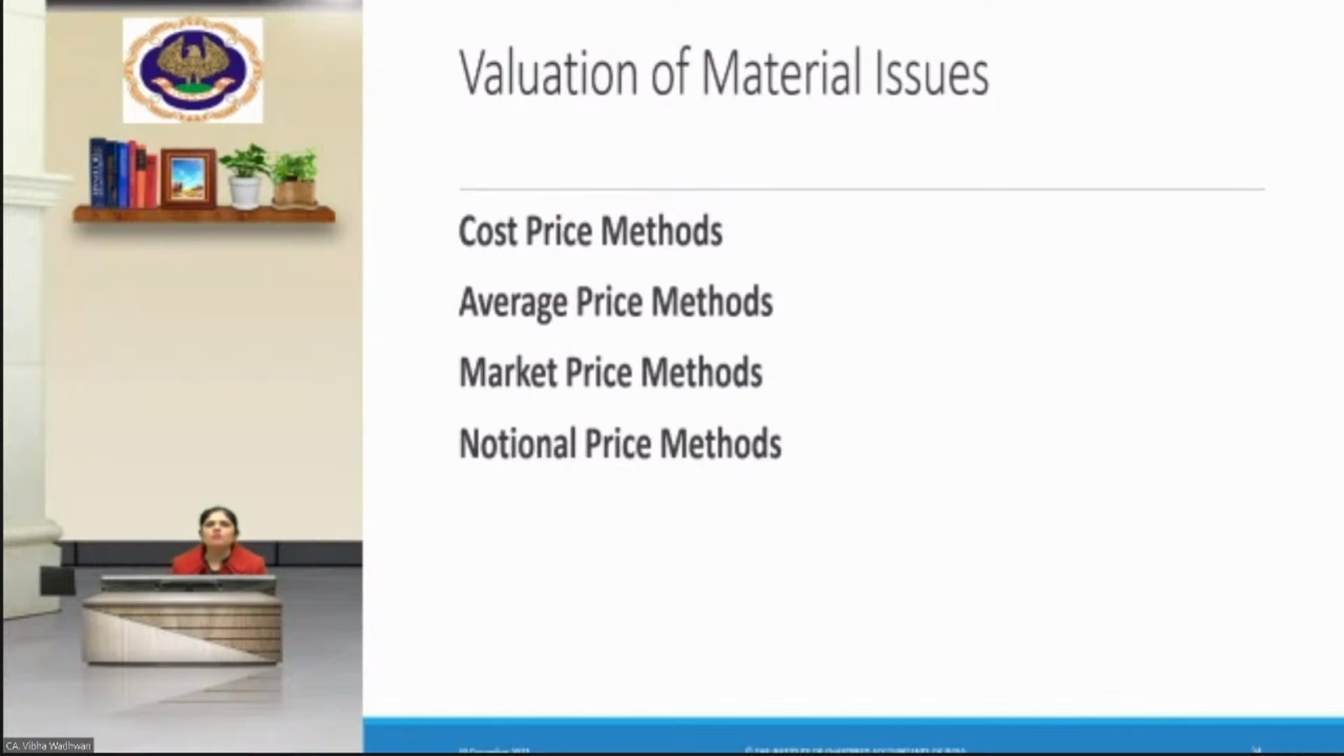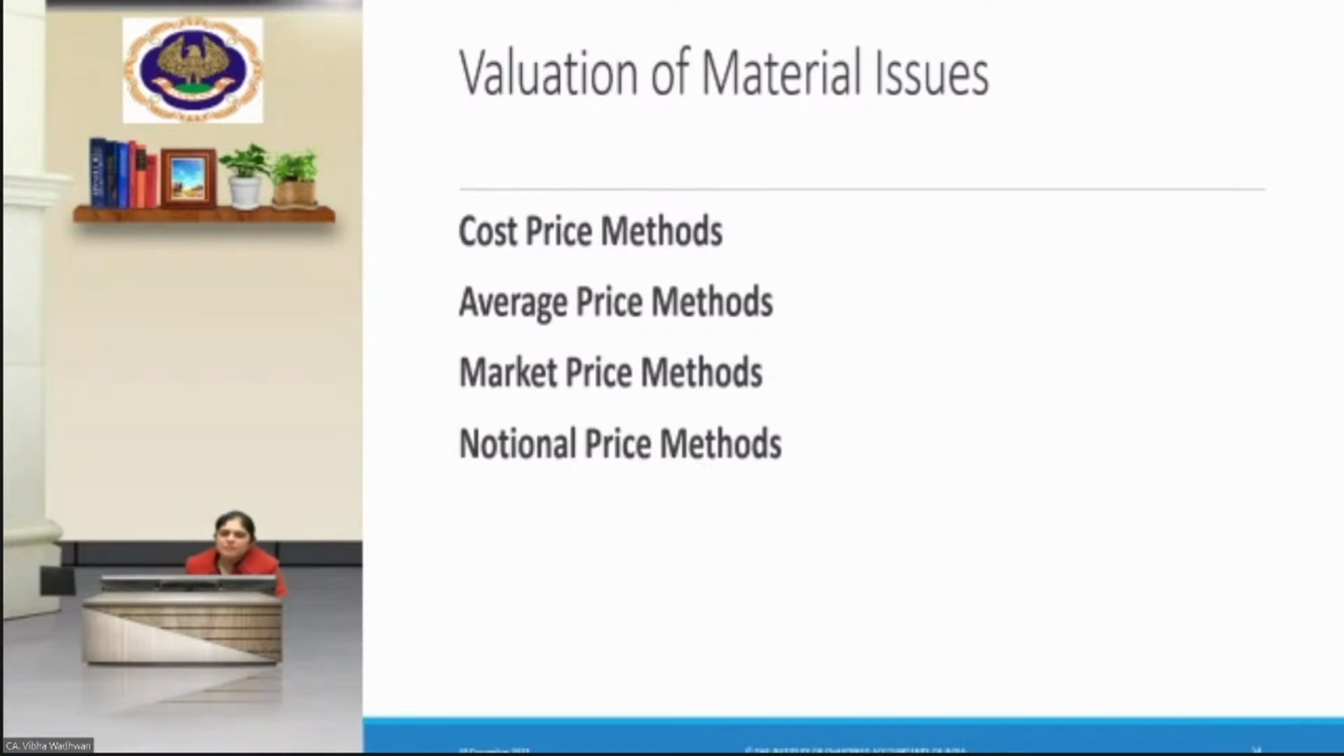And all the lots, we collectively take the price, as we collectively consider the price of all the materials in the stock of all the lots. So lot wise purchase and lot wise issue is not there in average price. As against this, in cost price, yes, different lots have different rates of purchase, and we consider the issue accordingly. So the lot which we purchase from and the lot which we will issue will carry the same rate. Then market price methods and the notional price method.